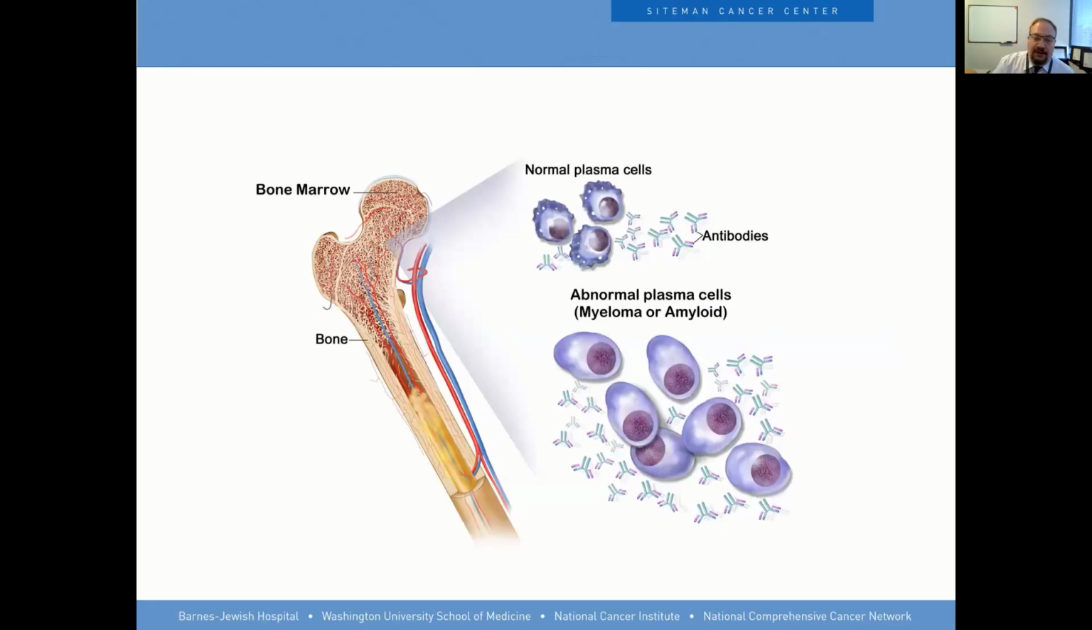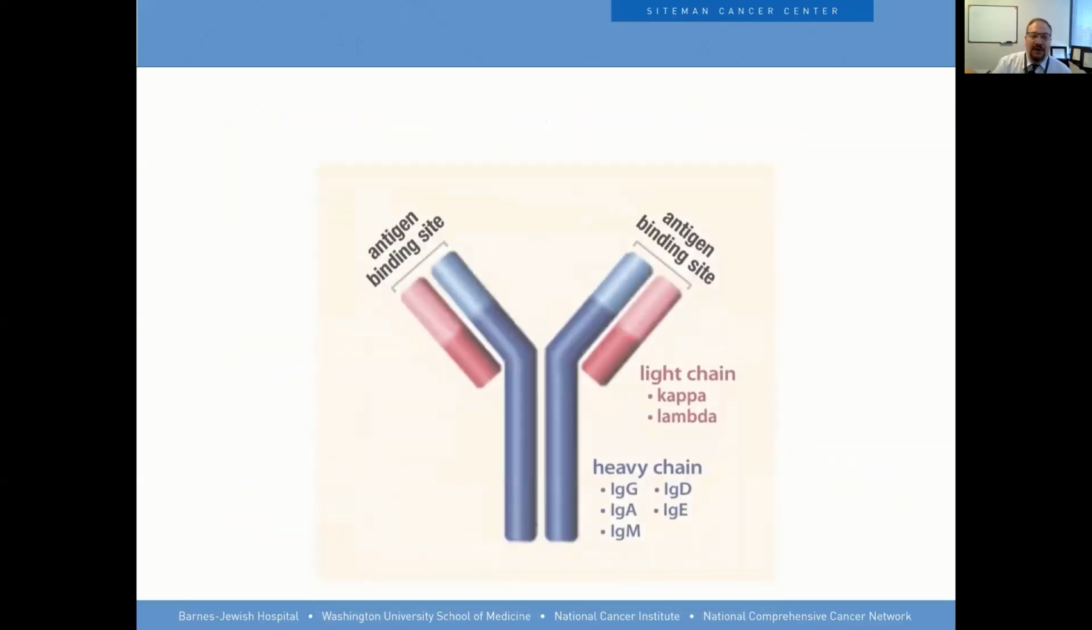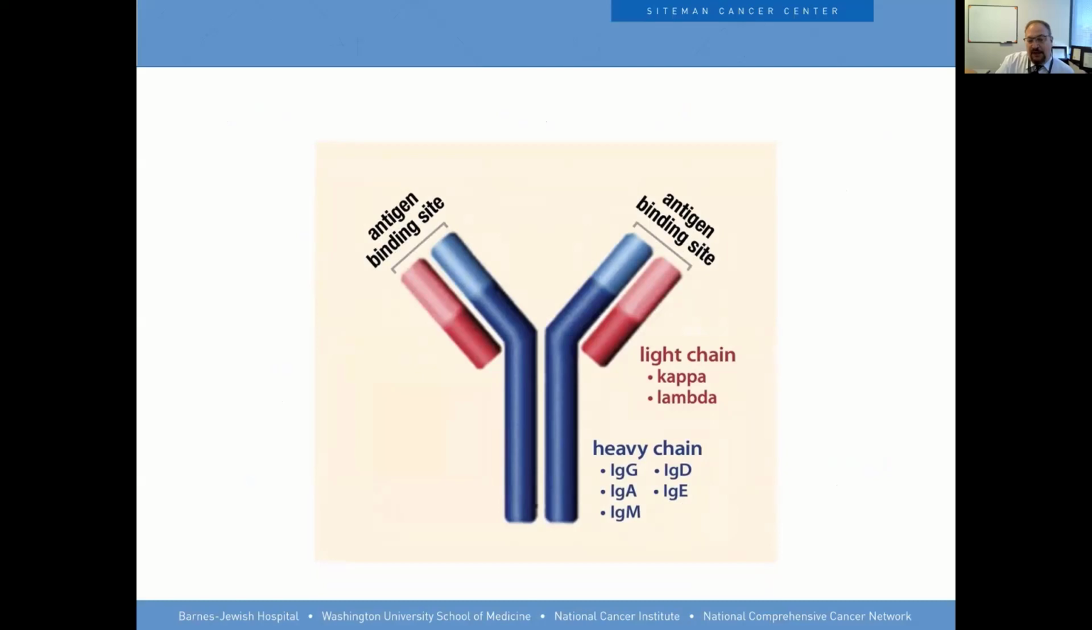In this case, those clones of cells also produce antibodies or parts of antibodies, and we can detect those clonal paraproteins with some of the tests I'm going to discuss. So going back to some basic immunology that you probably remember from years ago, an antibody is composed of 2 heavy chains and 2 light chains. The 2 light chains are kappa or lambda, and the heavy chain can be IgG most commonly, but also could be IgA, IgM, IgD, and IgE.